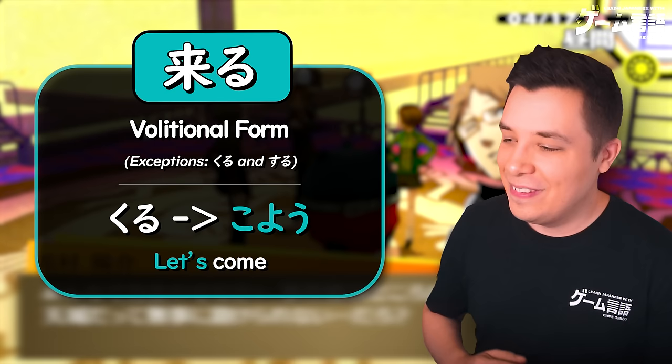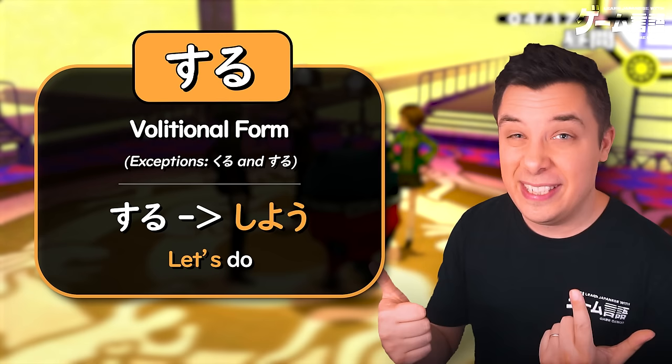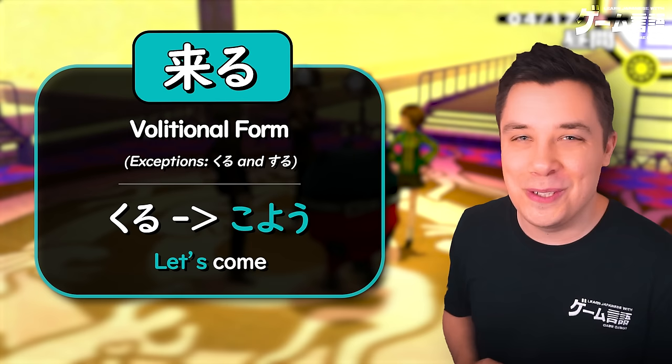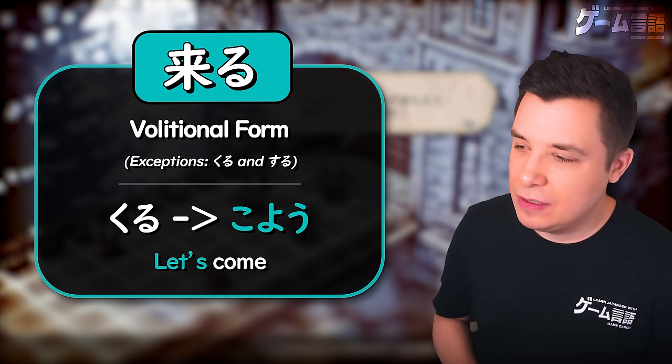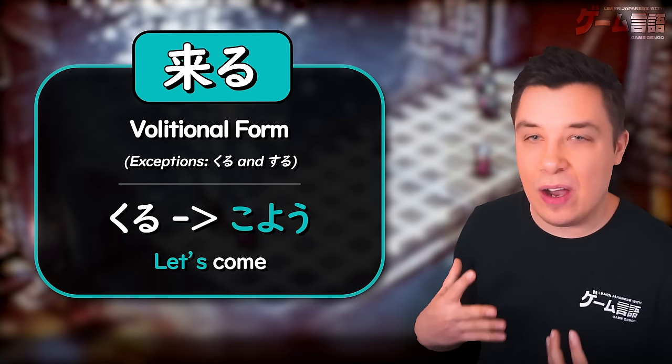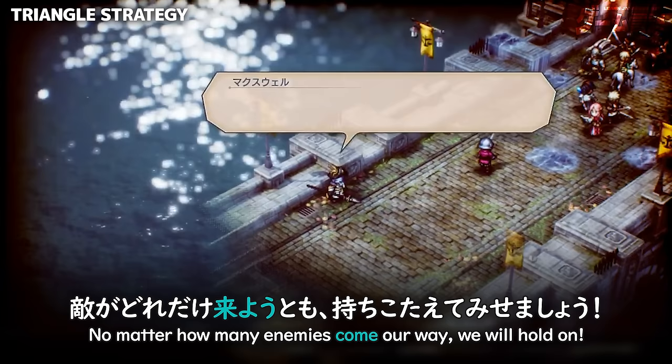And finally, we have the volitional form for kuru is koyo, and suru is shiyo. So koyo and shiyo. So like here in Persona 4, let's come here. Koko ni koyo. じゃあ明日から放課後はできるだけここに来よう. ああ、もちろん学校ない日もな. Or here used in a bit more of an advanced piece of grammar, no matter how many enemies come, どれだけ来ようとも.